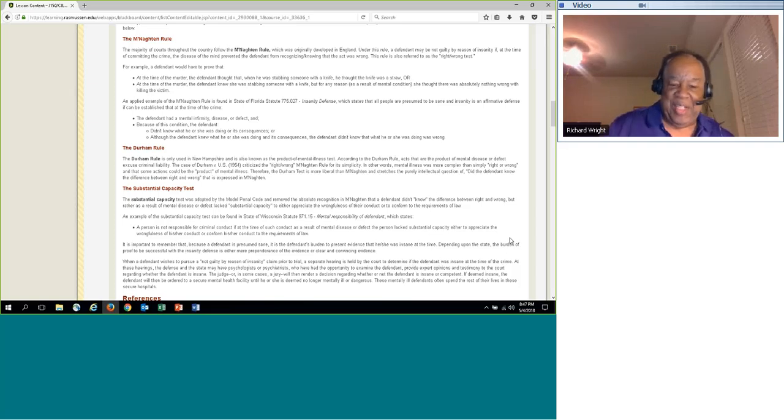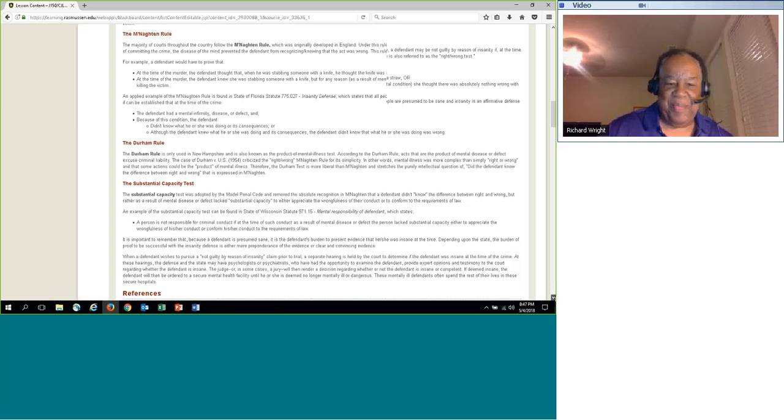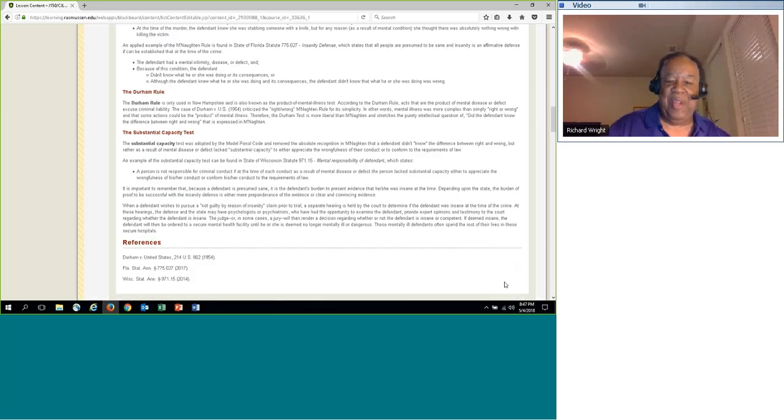The last test is the substantial capacity test. This test was adopted by the Model Penal Code and basically removed the absolute requirement in M'Naghten that the defendant didn't know the difference between right and wrong, but rather that because of a mental disease or defect, the defendant lacked substantial capacity to appreciate the wrongfulness of their act.